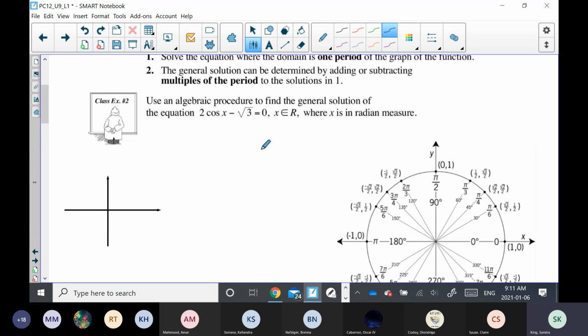Okay, so what it says is use an algebraic procedure. Chances are on your test, I'm going to say use an algebraic procedure to find the general solution of this equation here. So what I need everybody to do is isolate for me cos of x. If everybody could isolate that, then I'll pick somebody to give me what cos of x is isolated. So get rid of that root 3 and then get rid of that 2.